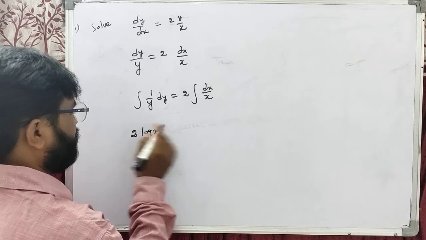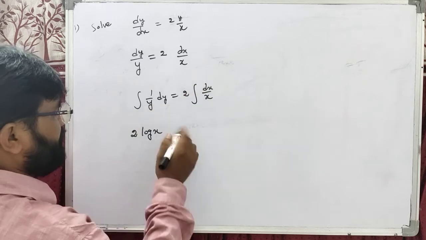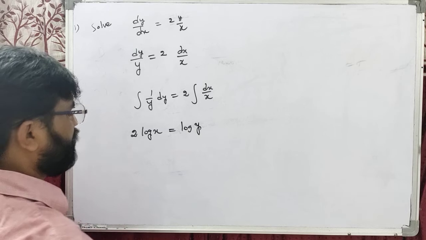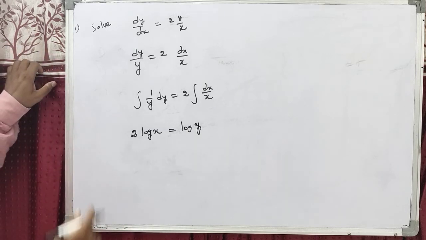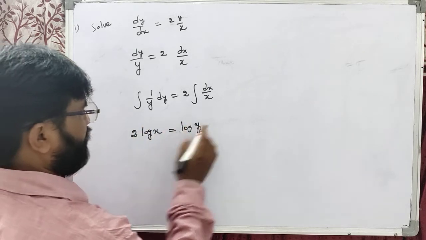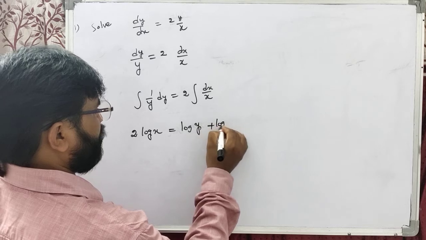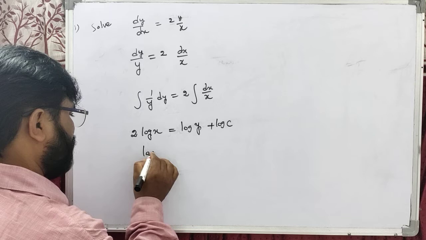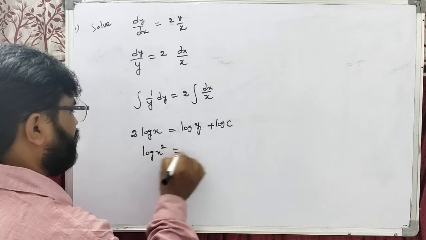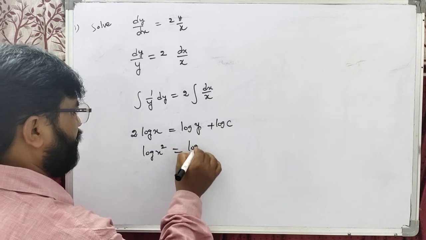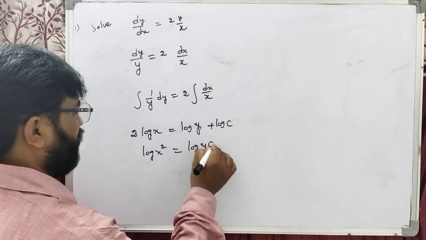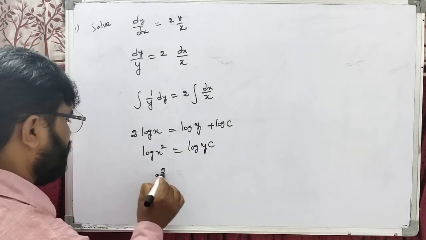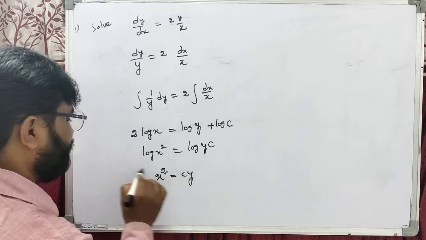So we write 2 log x. Students, the integral of 1/x dx is log x, equal to the integral of 1/y dy, which is log y. When we observe, log x is there and log y is there, and for the integral constant we take log c. Therefore this is log x², and this is log a plus log b, log yc. Removing the log on both sides, we get x² = cy.